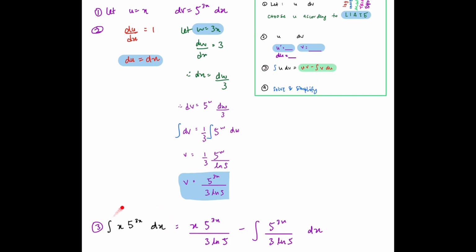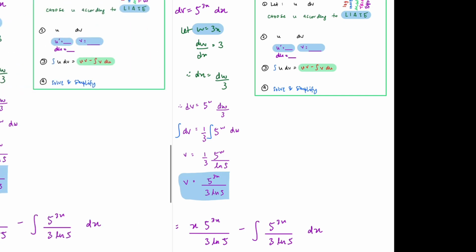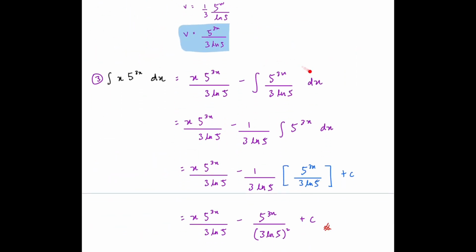Integrate u dv is equal to uv minus integrate v du. So let's do this. Let's take your u, which is x, v, which is all of this, cut and paste, minus integrate v, so the whole thing here, multiplied with du, which is dx. So now let's focus on this function here. In order to integrate this, let's take out the constant first and the rest of them just write it back. And then now we want to focus on integrating 5 to the power of 3x dx.